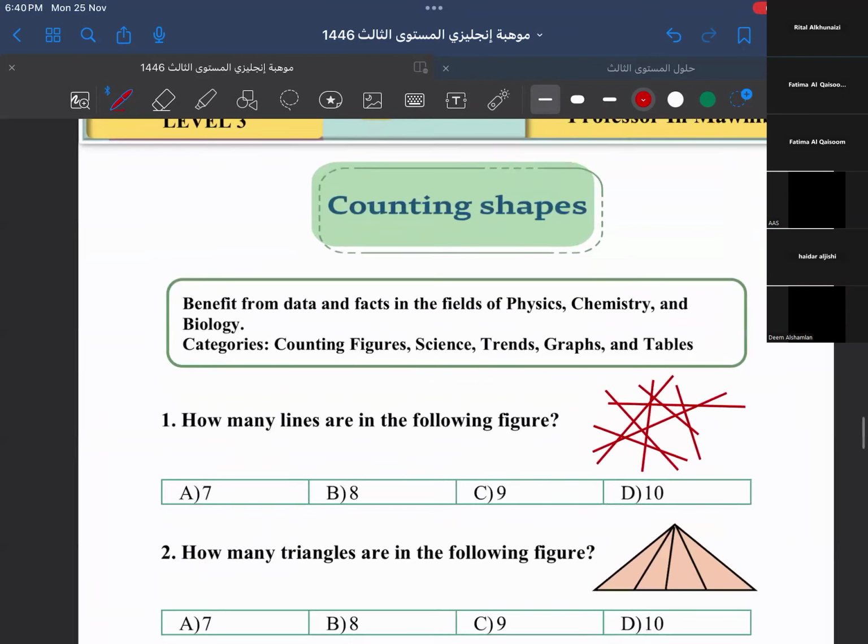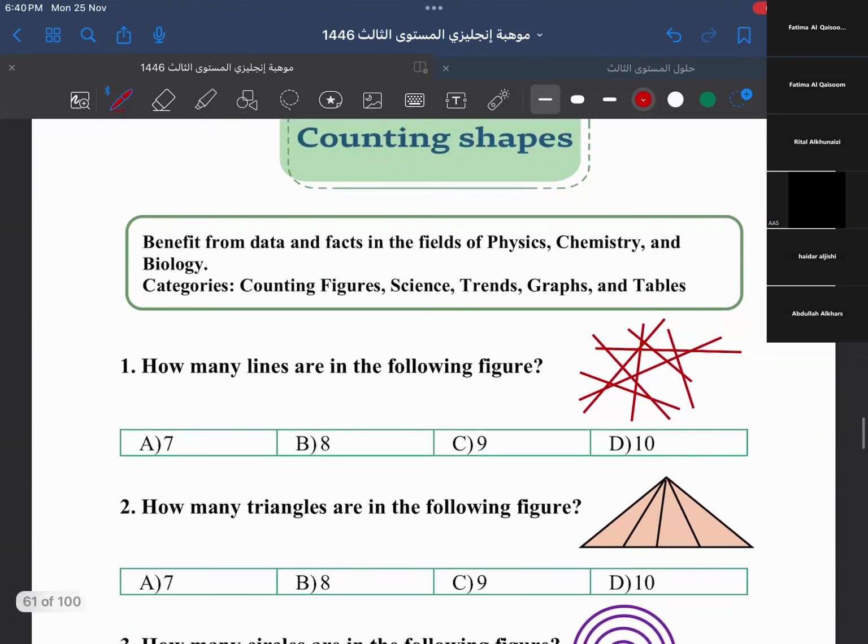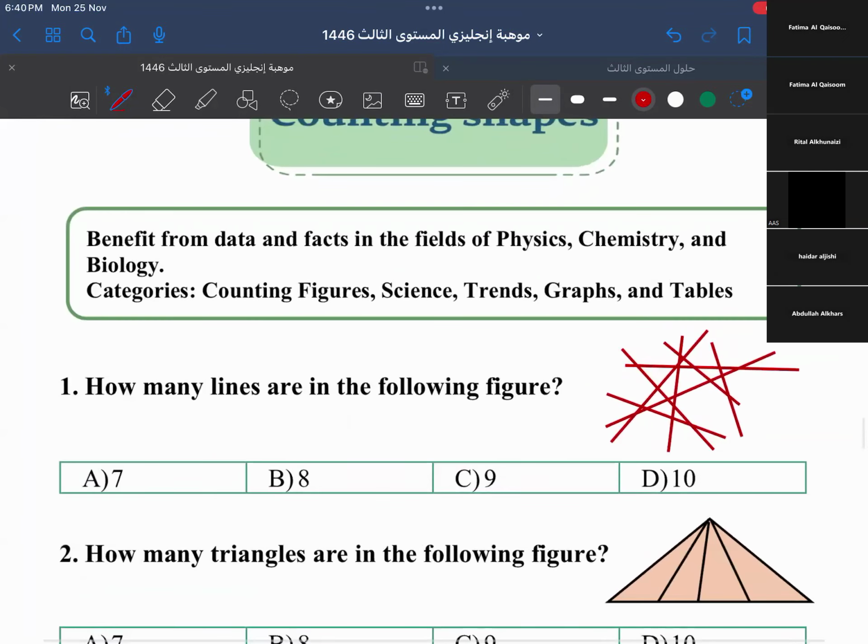Now we're moving to counting shapes. The title seems silly, that they're just asking us about counting, but there are a few tricks that they're going to put in the questions. If you know the tricks, it's going to be super easy. Okay, so let's see here. The first question. How many lines are in the following figure? What do you think?